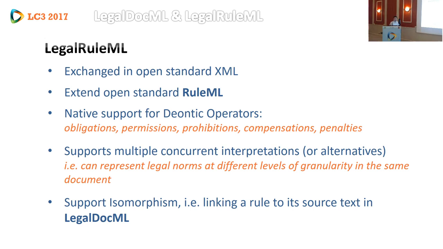LegalRuleML is also exchanged in open standard XML. It actually extends the open standard RuleML that I mentioned earlier. It has native support for deontic operators: obligation, permission, prohibition, compensation, etc. It supports multiple interpretations of a legal text, so it can store different interpretations in one model, which can be used for different levels of granularity, for example. And it supports isomorphism, which links a rule to its text provision, so that any change in the text, such as amendments, would trigger a change in the rule, which is important.